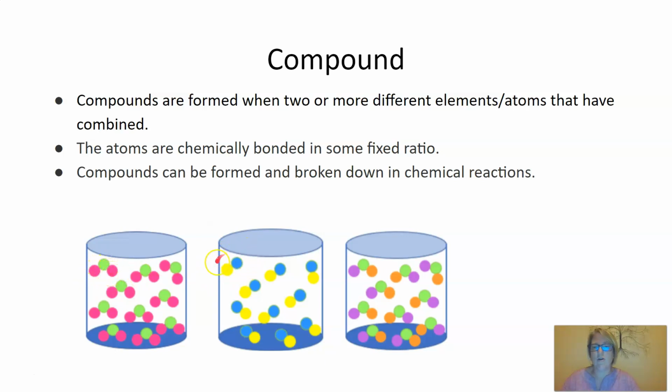Here we have one molecule of a compound, but the compound is made up of two atoms, a yellow atom and a blue atom. Here we have a molecule of another compound that is made up of three different atoms and three different elements.